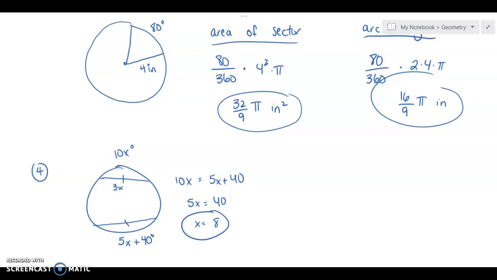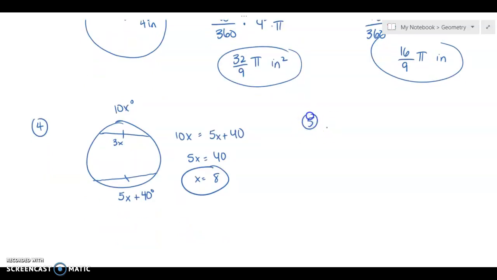Let's see, what else do we have? If you have something like, say that you have a diameter here. All right, and let's say that this arc, well, sorry, not arc, this angle and this angle are congruent. And let's say that this arc here is x. Let's say that this arc here is, let's see, let's say it's 4x. All right, and we need to solve for x.